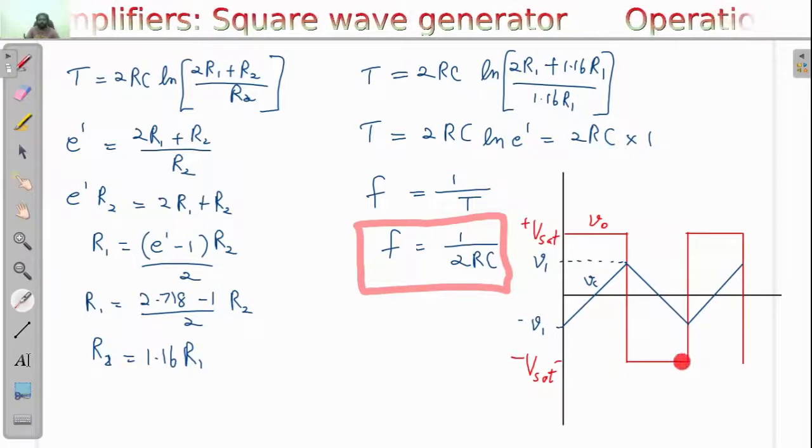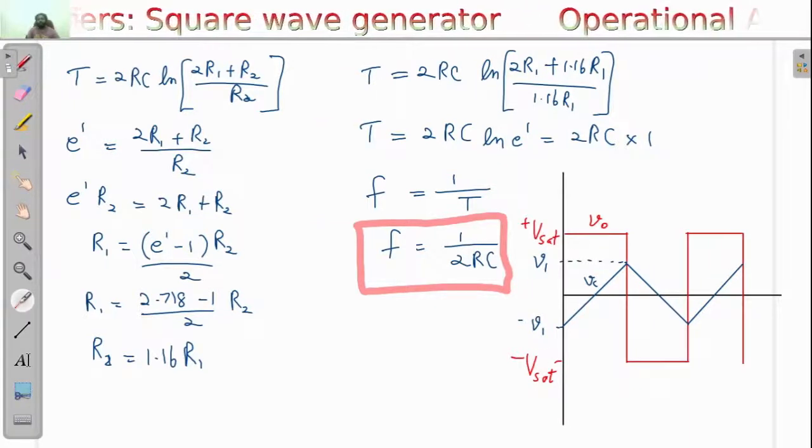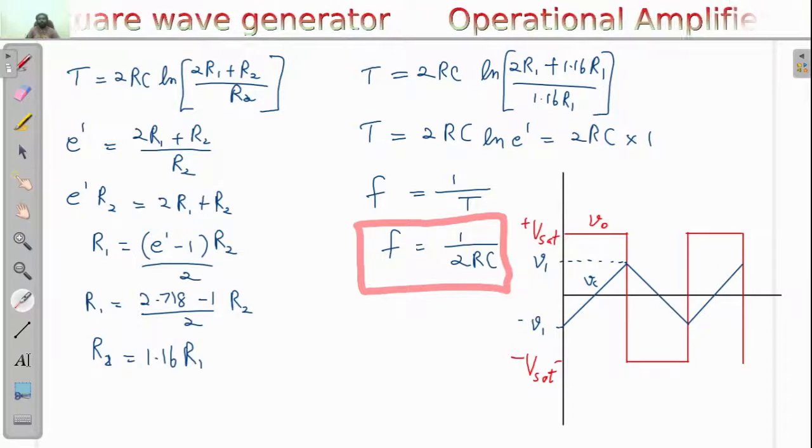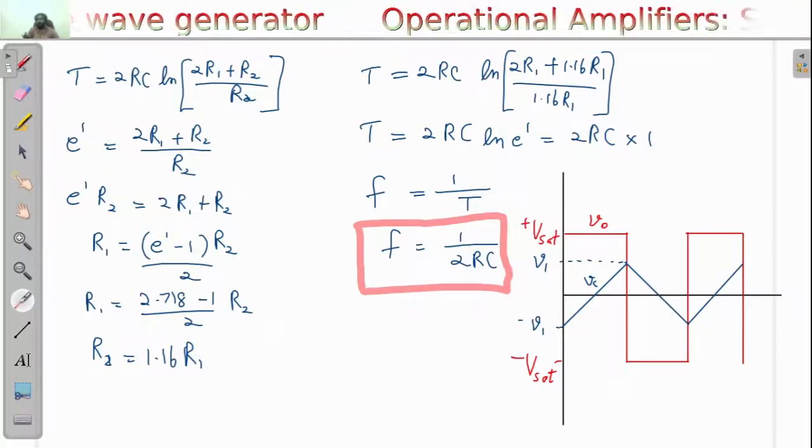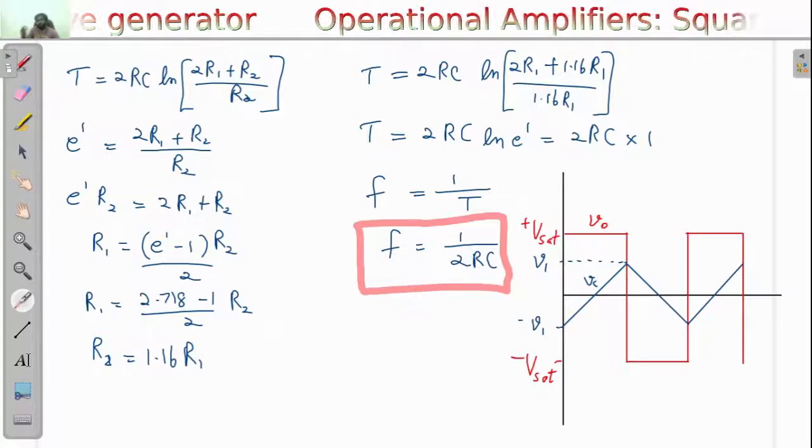With this, we reach the end of this discussion, and we have completed discussions on operational amplifiers. We will be seeing a new topic, a new module, in the next video onwards.